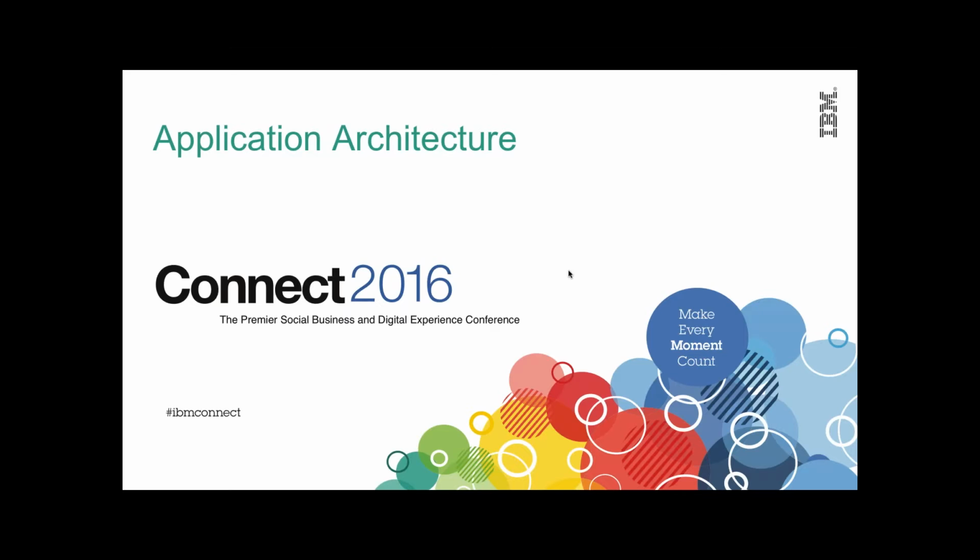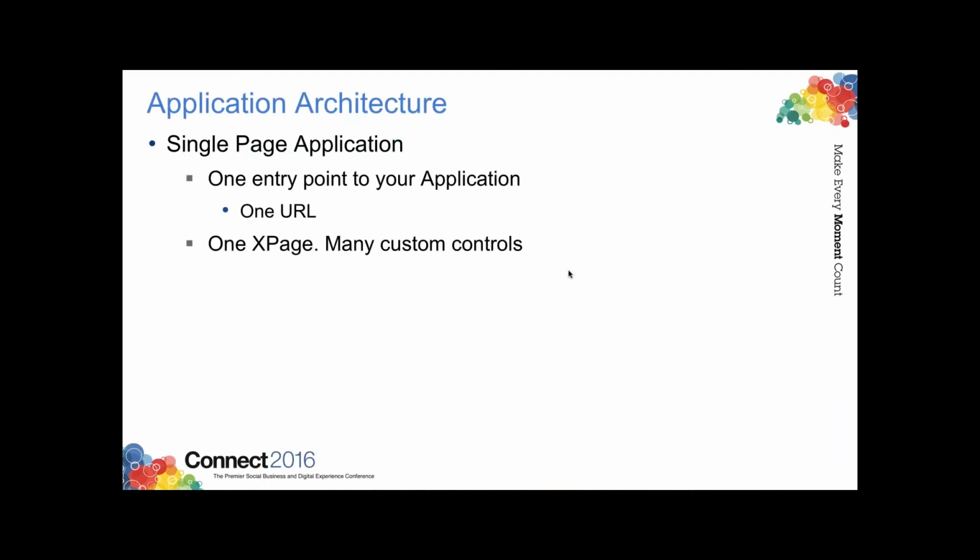The first part of application architecture is the whole idea behind a single page application. One entry point into your application, one URL, and once you launch that URL, you pretty much do everything that you need to do without the URL changing, with the exception of maybe small things like hashtags. And what this means for an XPage developer is it's one XPage and multiple custom controls.